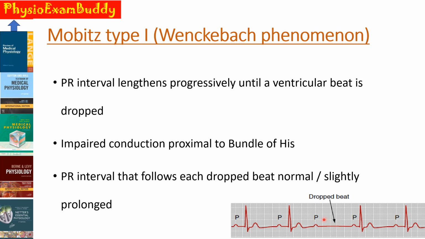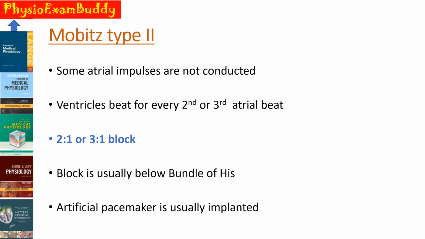Usually this condition is due to impaired conduction proximal to the bundle of His. The PR interval of the cardiac cycle that follows each dropped beat is usually normal or only slightly prolonged. That is the characteristic feature of the ECG in Mobitz type 1, which is a form of second degree incomplete heart block.